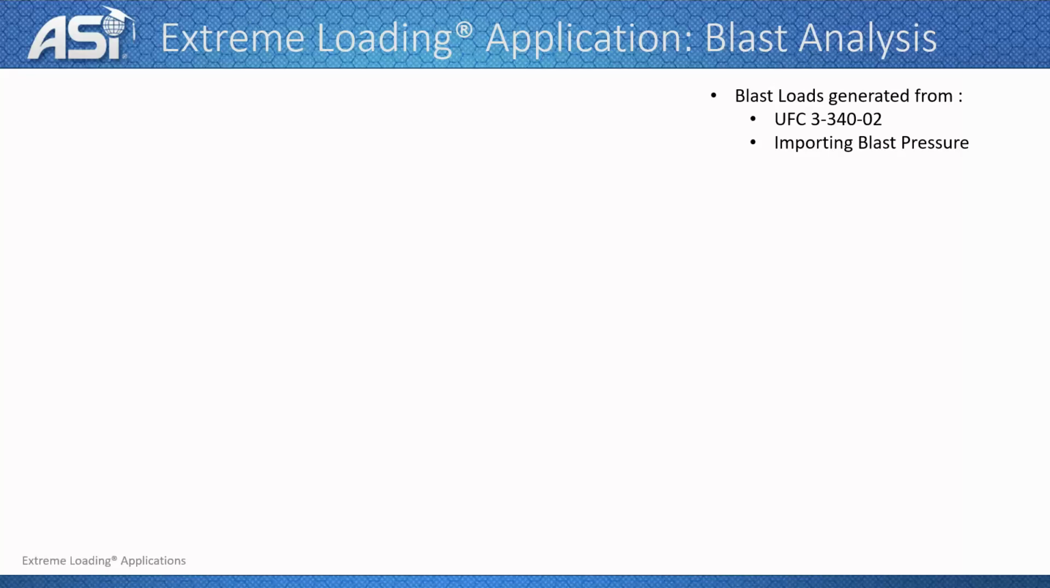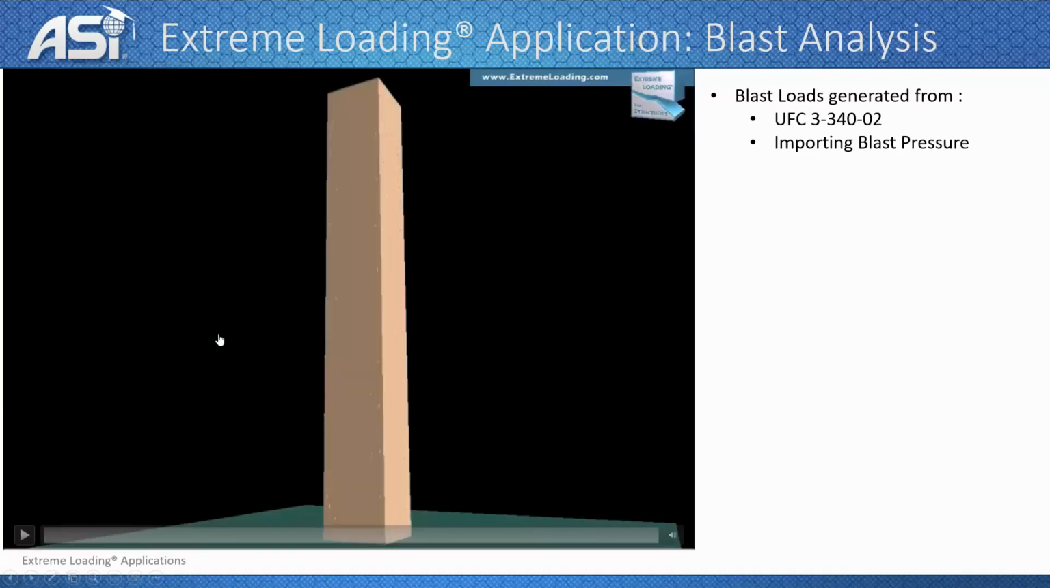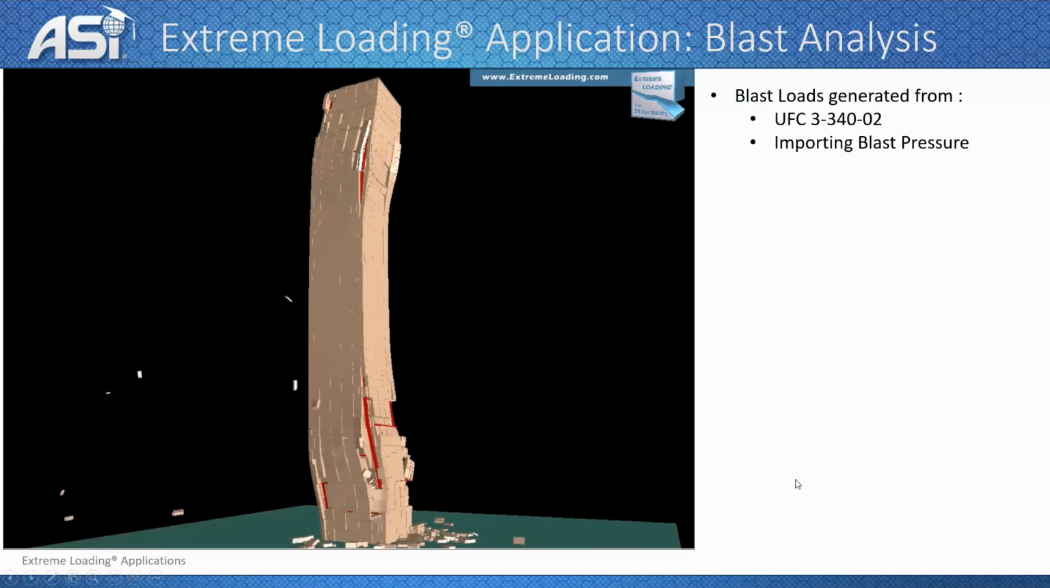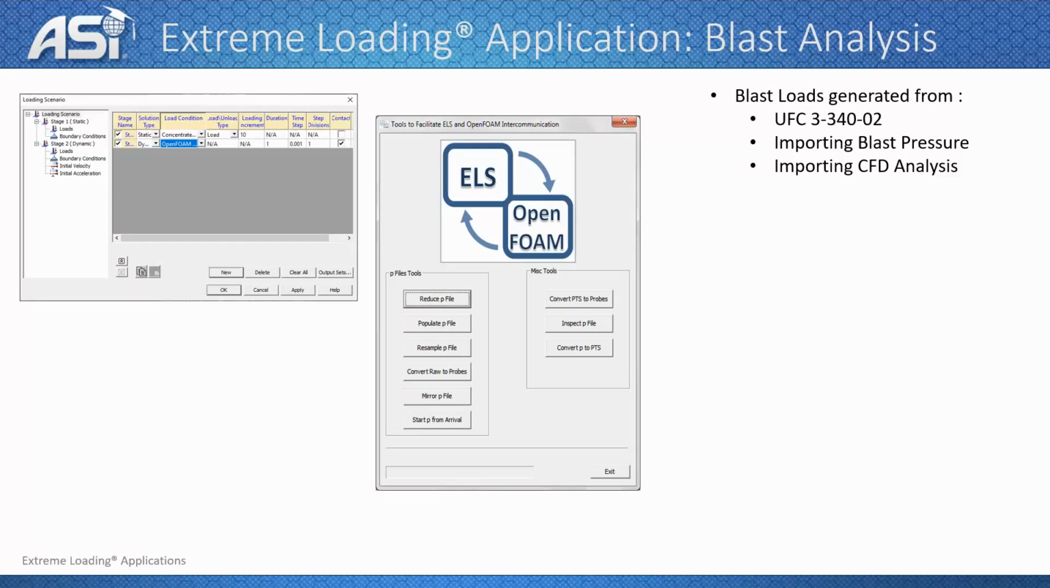The second way of getting blast pressure is that you can import your own blast pressure inside ELS. If you have your own blast pressure, we give the user the ability to import it as uniform pressure at some elements. And as an example in here, you can see an RC column subjected to a blast load. In this case, we modeled the reinforcement rebars as elements, as a solid element, where you can see here the debris falling and the permanent deformations happened on the column due to the blast load. The third way for importing a blast pressure is by importing CFD analysis.